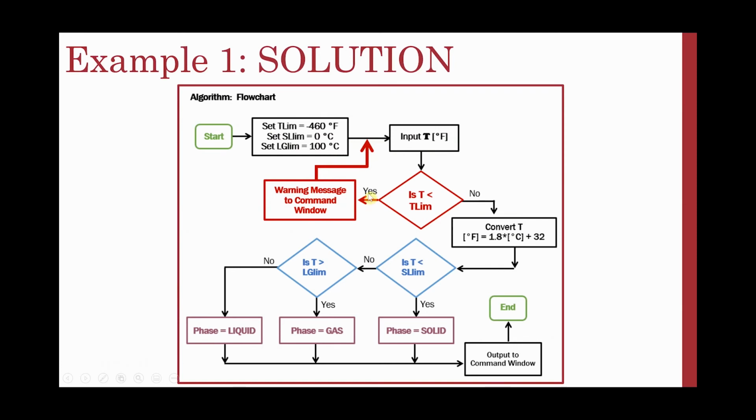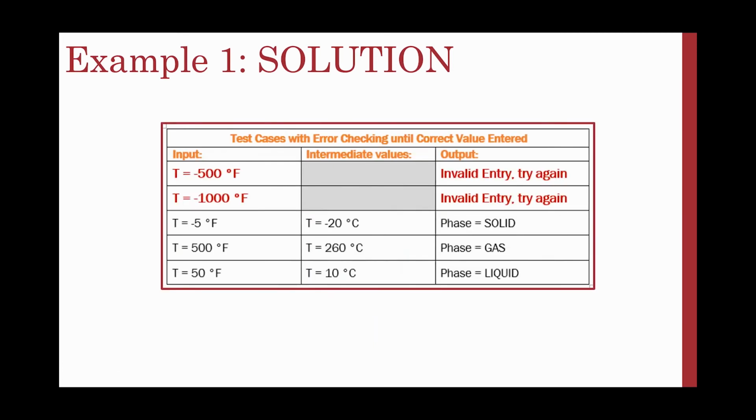Whereas previously, if they input an incorrect value, we just told them, nah, that value is bad, give me a new one. Oh, that value is bad. And the code ended. If the value of temperature that they give is not lower than our limit, it will execute the following segment of code to determine the phase. So the loop is occurring here in red. Test cases that we would need are test cases that are less than our limit, like minus 500 degrees Fahrenheit or minus 1,000, to make sure we get the output of invalid entry, try again.